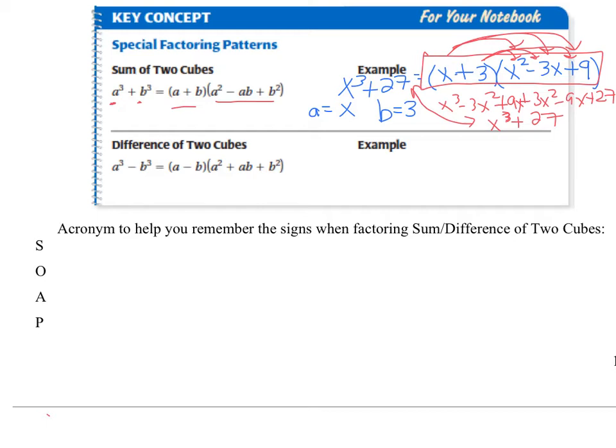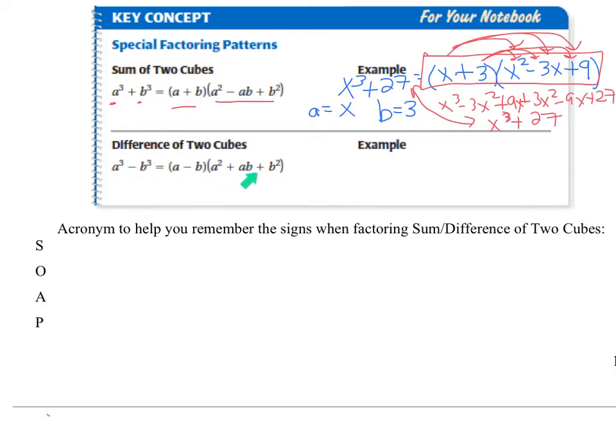Okay, let's see what happens when we change it from a sum of cubes to a difference of cubes. So if it's the difference of cubes, meaning subtraction, then your binomial will now have a subtraction sign, because this sign is always the same as the original. Still a and b, only now the minus sign. Still square a for the first term in the trinomial. Do the opposite sign. Find the product of ab.